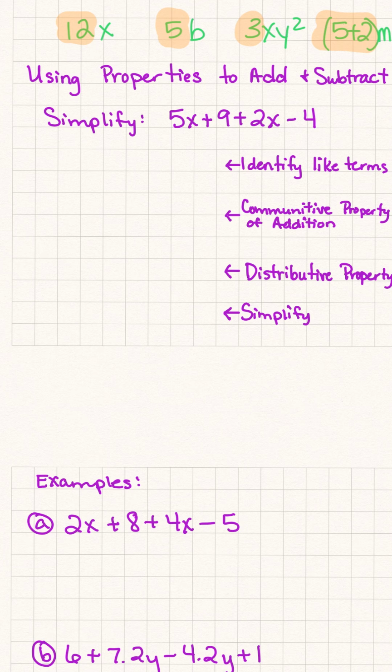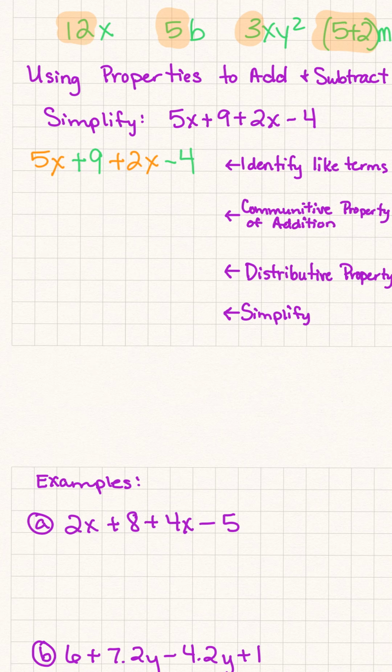Simplify 5x plus 9 plus 2x minus 4. So the first thing we're going to do is identify like terms. So we have 5x plus 9 plus 2x minus 4. I've colored the ones that have the x in orange and the numbers without a variable in green.